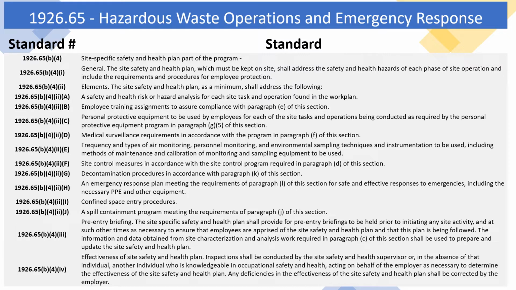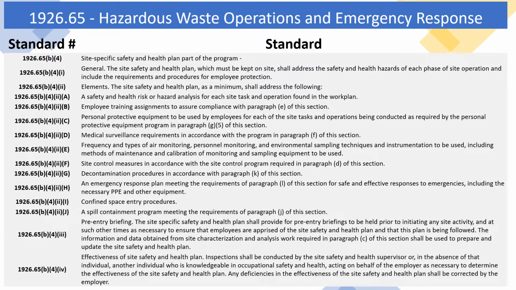1926.65(b)(4)(ii), Elements. The site safety and health plan, as a minimum, shall address the following. 1926.65(b)(4)(ii)(A): a safety and health risk or hazard analysis for each site task and operation found in the work plan. (B): Employee training assignments to assure compliance with paragraph (e) of this section. (C): Personal protective equipment to be used by employees for each of the site tasks and operations being conducted, as required by the personal protective equipment program in paragraph (g)(5) of this section.